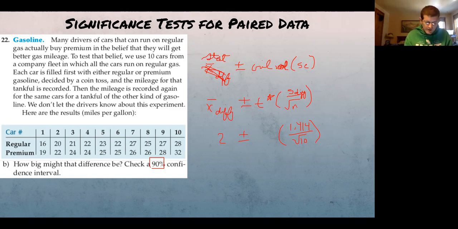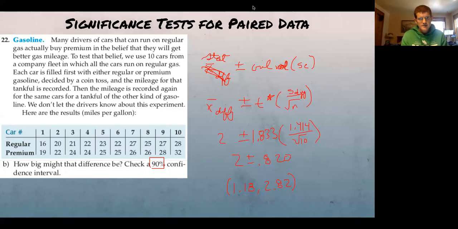And however you look it up, you should get 1.833. So I'll just finish doing the calculations real quick and write them out. Okay, wanted to give you guys some time to look at that and hopefully come up with the same confidence interval that I did.